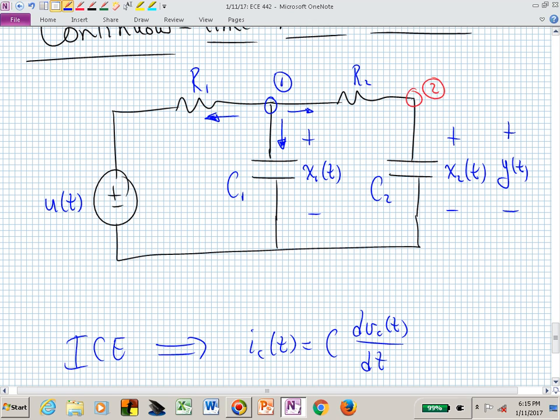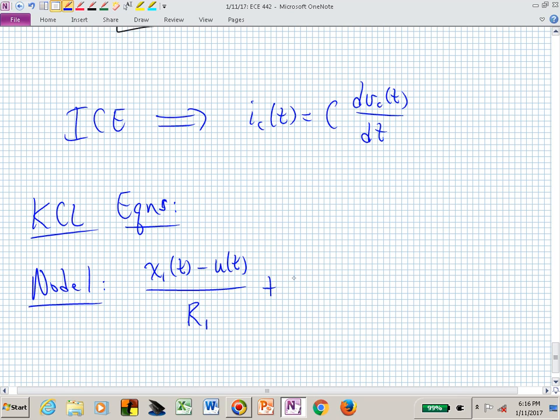What's the current going through C sub 1? Right? We can use i = C dv/dt, so now we wanted to write it in terms of the voltage x sub 1, and we could now say that that's plus C1 x1 prime of t. And that's the current going down in terms of x1, x2, and u, going down through capacitor C sub 1.